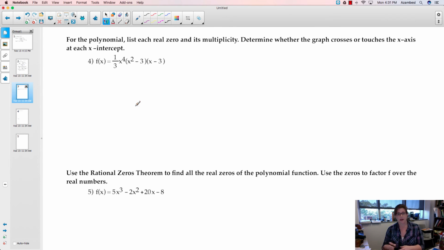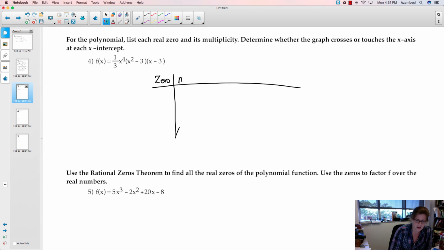For this polynomial, I want to list all the real zeros and their multiplicity and tell whether it touches or crosses at each one. So let's make a little chart. So here I have the 0. Multiplicity for that 0, and touch or cross.